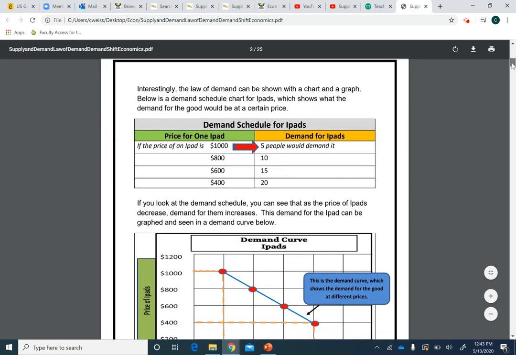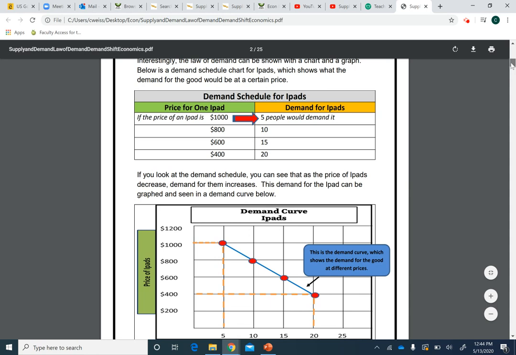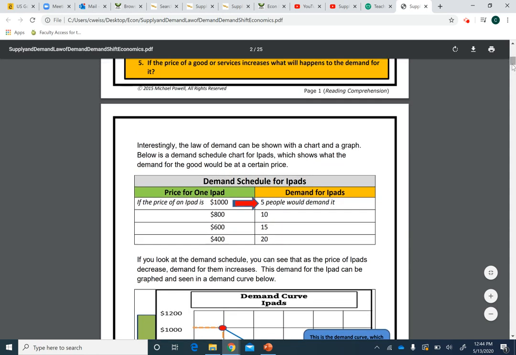Interestingly, the law of demand can be shown with a chart and a graph. Below is a demand schedule chart for iPads, which shows what demand for the good would be at a certain price. If it's $1,000, only 5 people will buy it. If it's $800, 10 people will buy it. And then you see as the price goes down, the demand goes up.